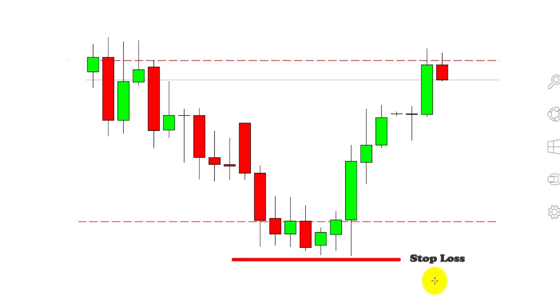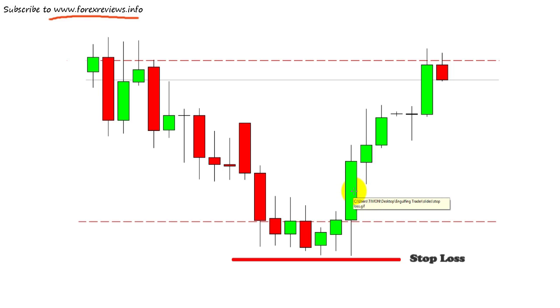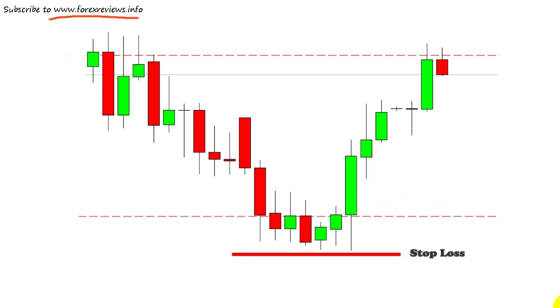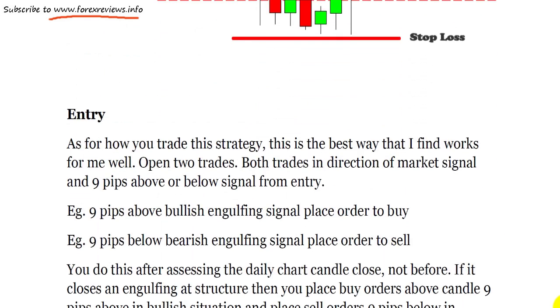This is an example of a stop loss. As you can see, the stop loss is down here, below the low. As you can imagine, if it was above, it would be the opposite way around. All right? Here's the signal entry right here on this chart. Your entry would go above. Okay, that's it for stop losses.